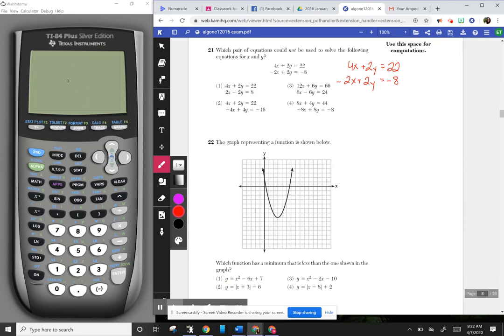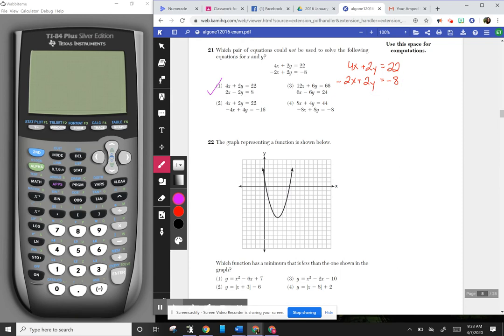So in question 1, we can see that the top equation hasn't changed. 4x plus 2y equals 22, but the bottom one has. And what's changed about it is the signs. So in order to change all the signs, all we would need to do is multiply the bottom by -1. And that would give us positive 2x, negative 2y, and positive 8. So that looks doable and correct. So 1 is good. I'm just going to erase these markings to not have to rewrite it a bunch of times.